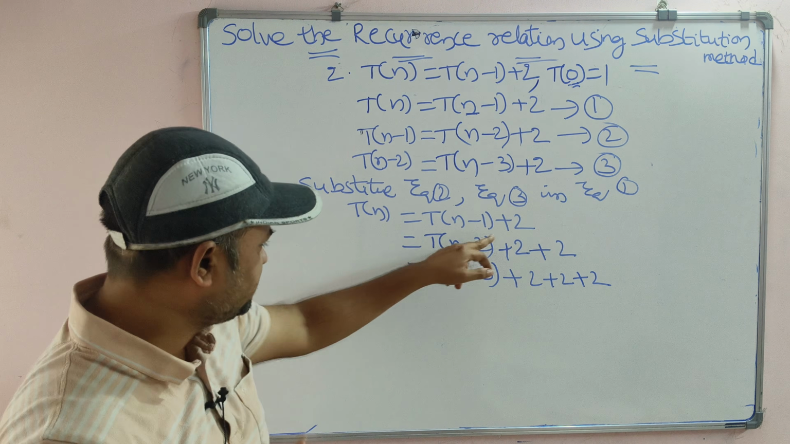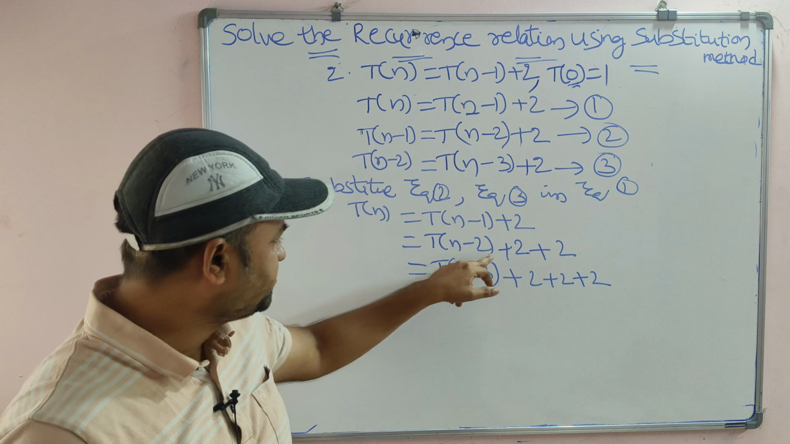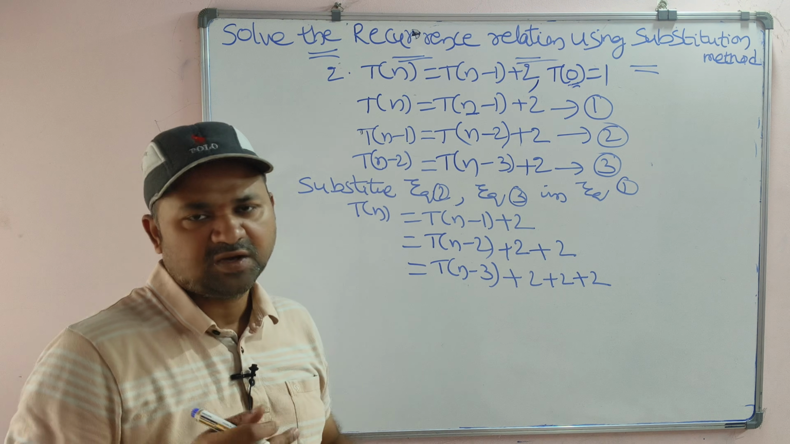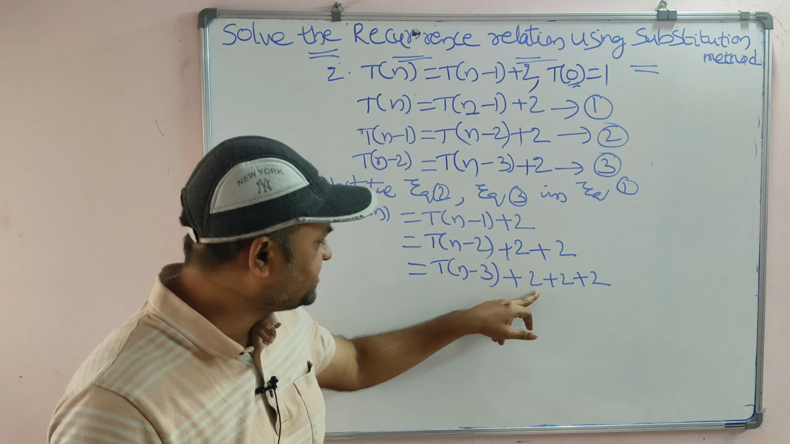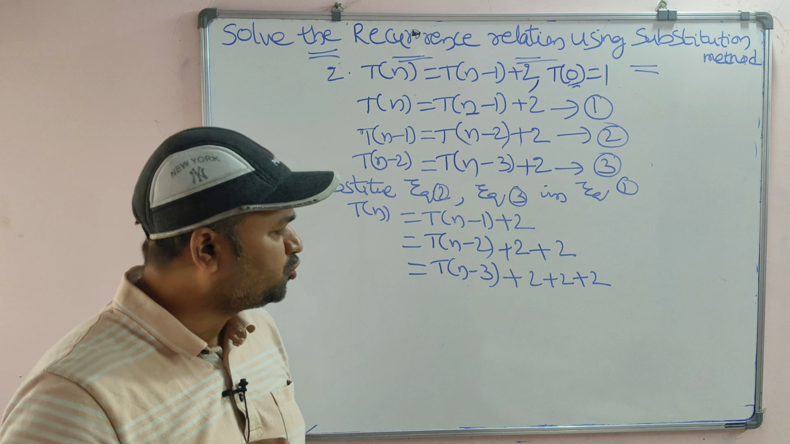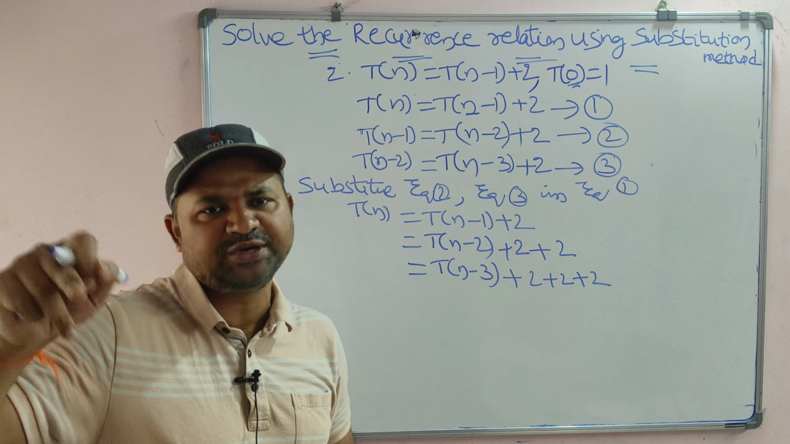So if you see here, first here we have t of n minus 1 plus 2. Next t of n minus 2 plus 4. 4 means 2 into 2. Next here we have t of n minus 3 plus 2 into 2 into 2. That is 2 plus 2 plus 2. That is nothing but 6. 6 means 2 into 3.